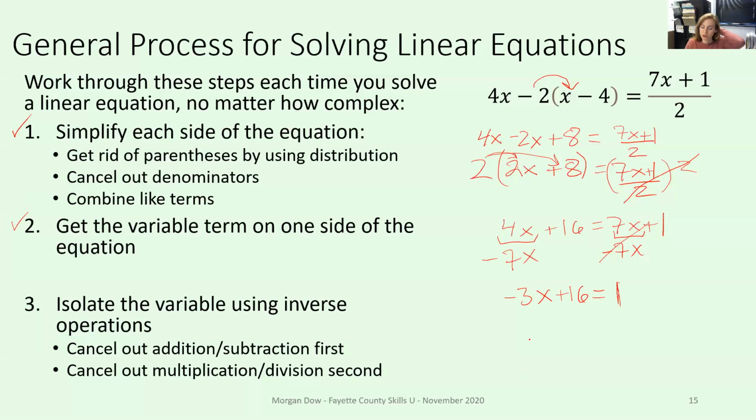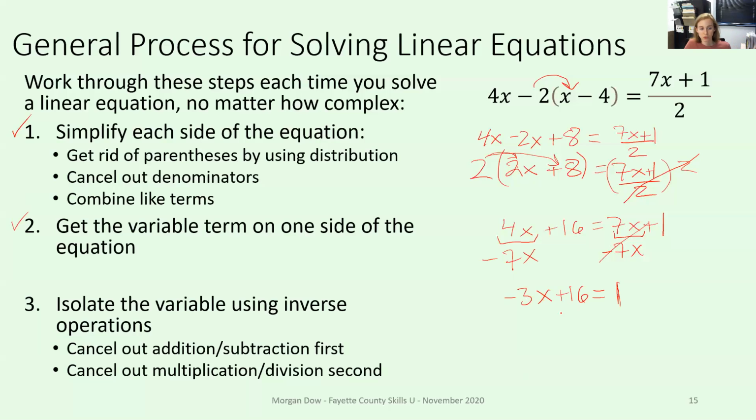This should look like just a normal two-step equation now, right? We've got negative 3 times x, and then plus 16. So now we're gonna isolate the variable using inverse operations. This is what we've already practiced so far with solving equations.